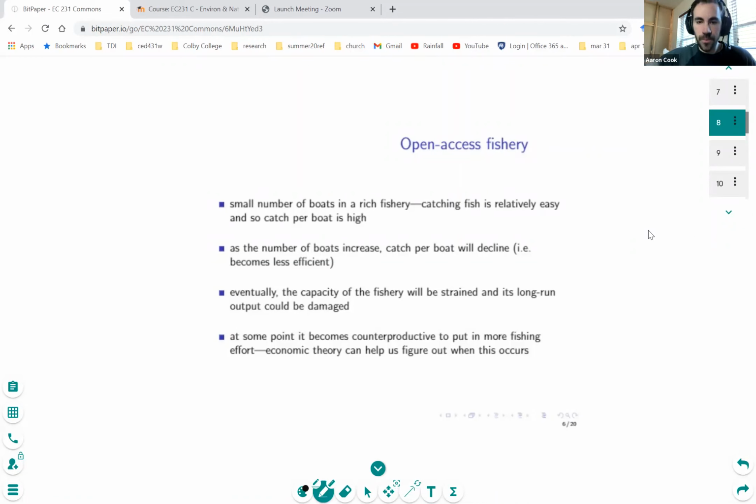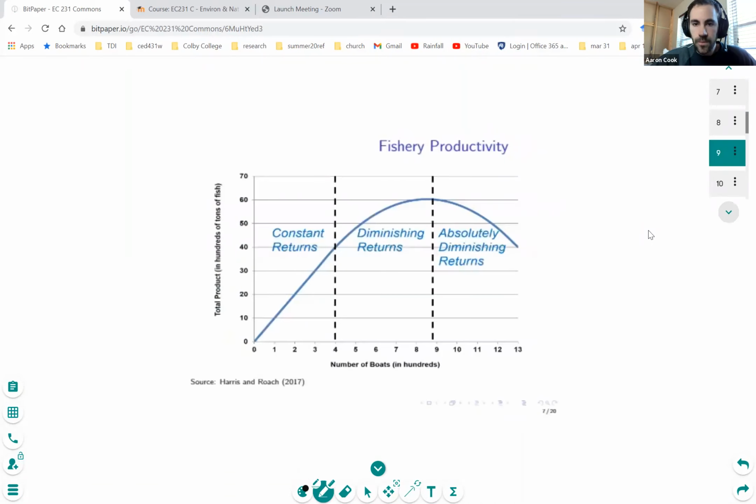So keep those things in mind. The fact that the cost of fishing or the return on fishing falls as the fish stock falls. That's going to be an important economic concept that will play into the optimal management of the fishery. So that relationship is given here by this graph.